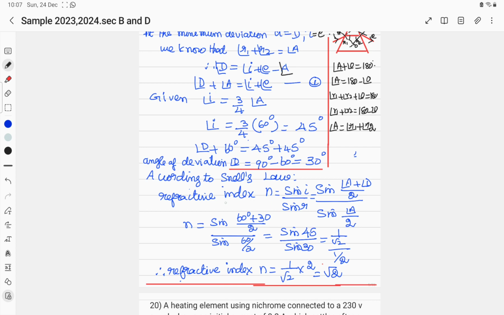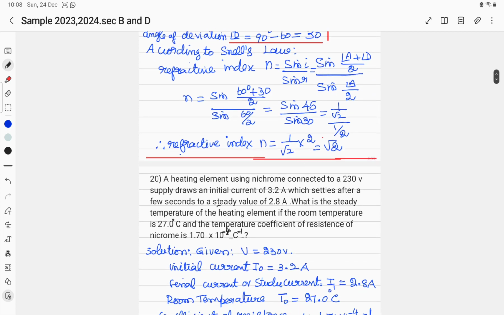According to Snell's law, refractive index n is equal to sin i by sin r, that is, sin of (A plus D) by 2 by sin of A by 2. Using this formula and the given values, we get refractive index n is equal to root 2.